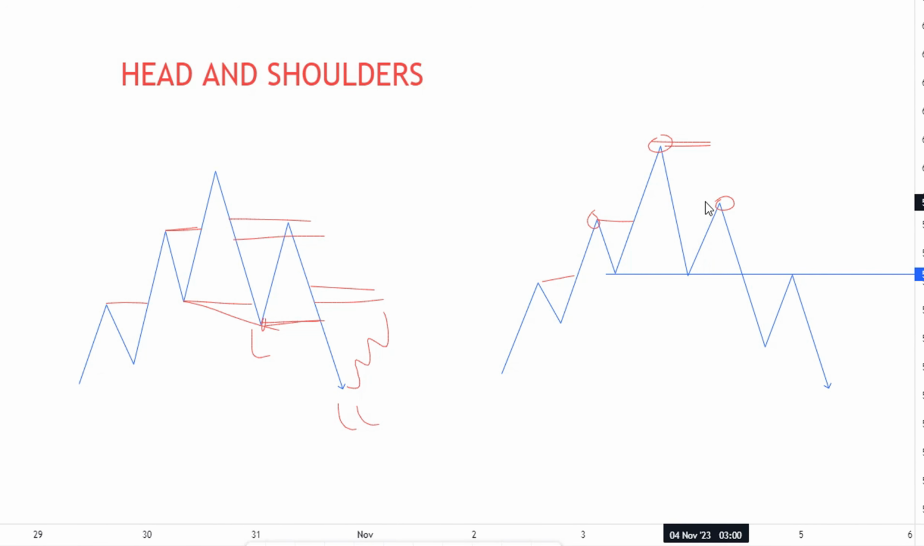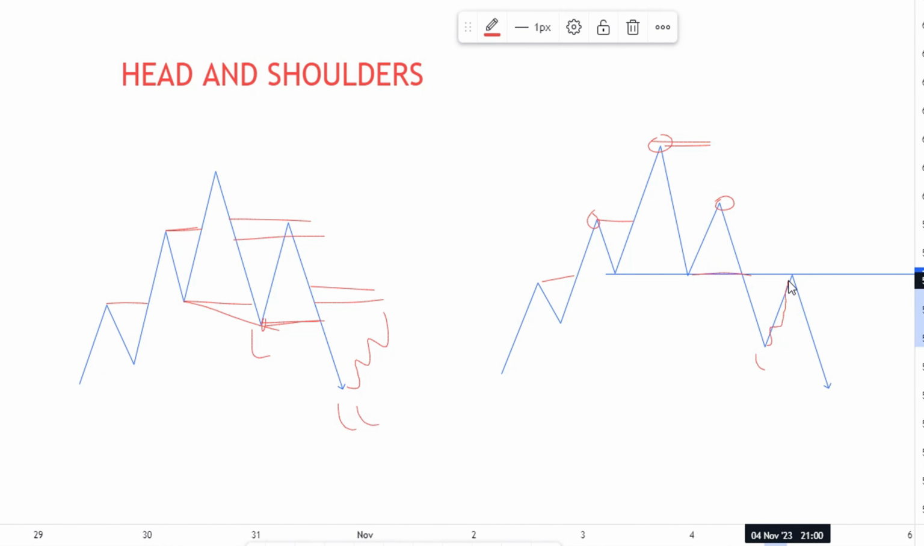So we'll be waiting for this market to do some change of market structure, which will happen around these areas. After the break of this low here, the market will create a new low around these areas here. So after the creation of the new low, you should be waiting for the market to do some pullbacks.